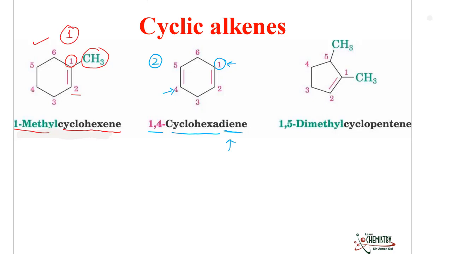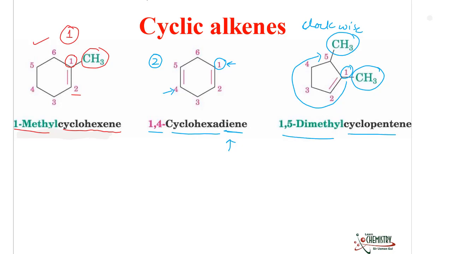Okay, now this is a cyclic compound having a 5-membered ring. You can see where I have started the numbering, at the double bond. So this is carbon number 1, 2, 3, 4, 5. On carbon number 1 I have a substituent, and on carbon number 5 I have a substituent. So first I will write the name of the substituents, that is 1,5-dimethyl, and then I will write the name of the cyclic compound, that is cyclopentene.